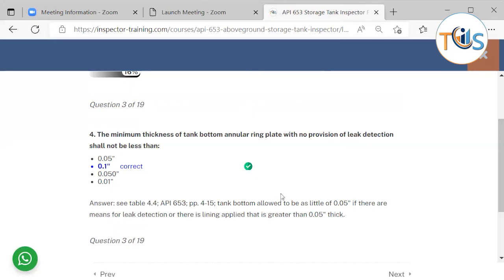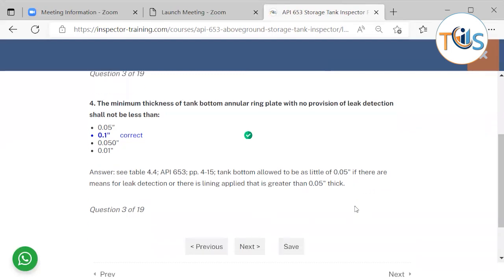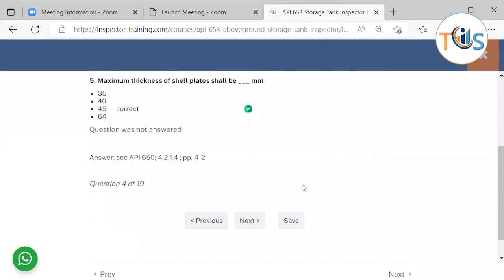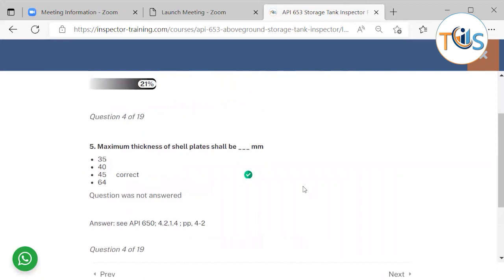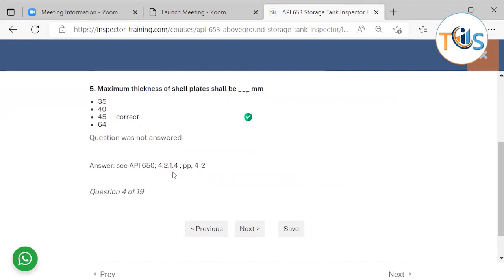Minimum thickness of tank bottom annular ring plate, which is the most critical part of the bottom of the storage tank, with no provision of leak detection, shall not be less than 0.1 inch. If you have a lining bigger than 0.05 inch, then the minimum could be reduced to 0.05 inch. Zone thickness of shell plate shall be 45 millimeter. So this is in the construction code, and we put the reference here.